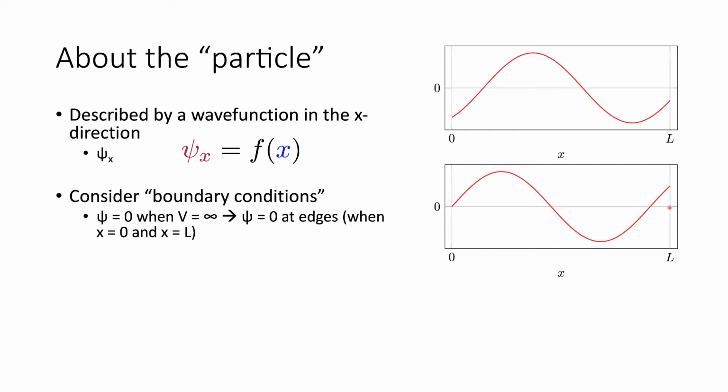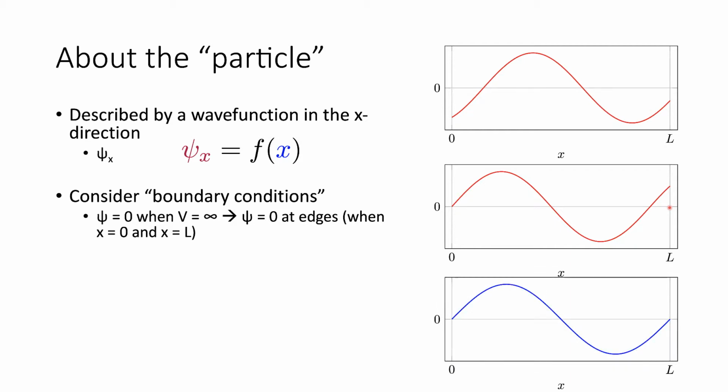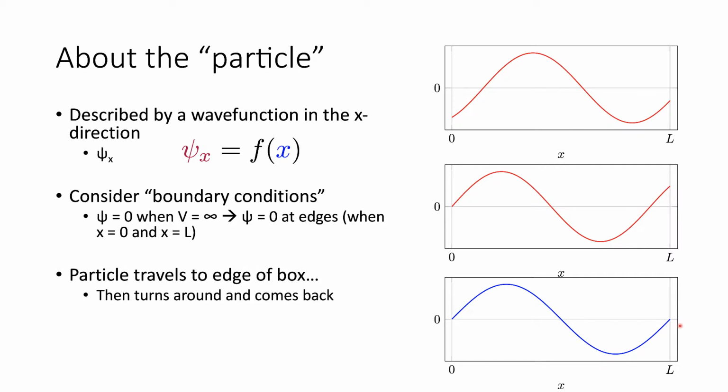So we have to tie it to 0 at both sides of the box. And this means that the shape of the wave function is particularly confined. So it has to be at 0 and those points are locked in. Inside the box, the particle travels to the edge and then turns around and comes back. And the overall wave function that we see is the sum of the forward and back wave functions.